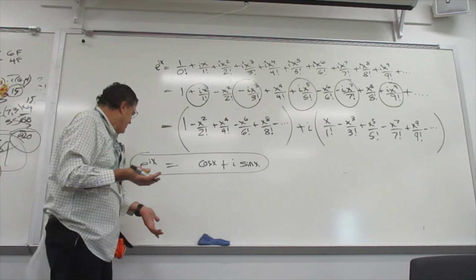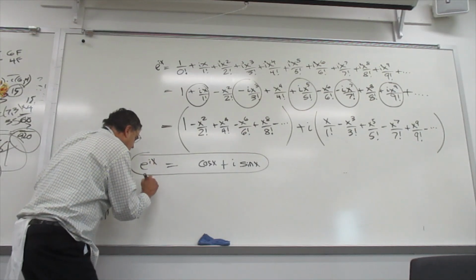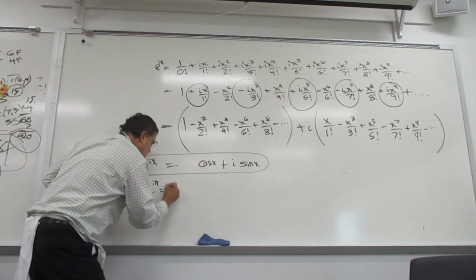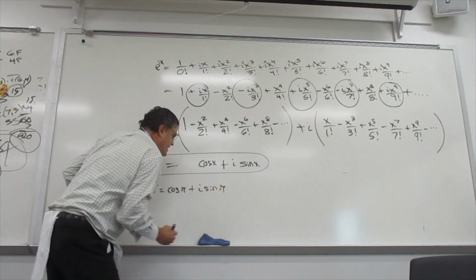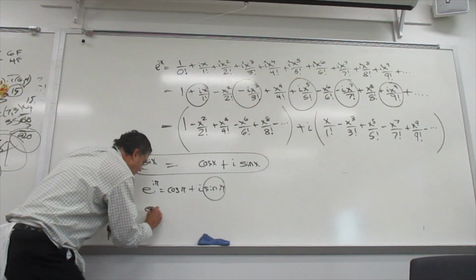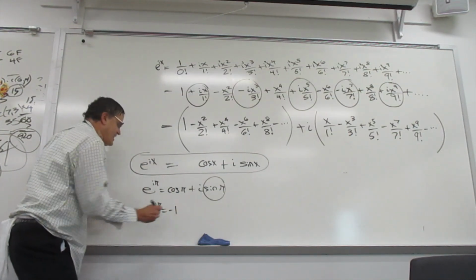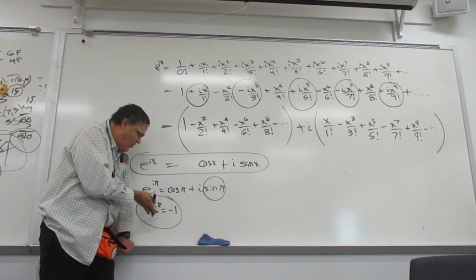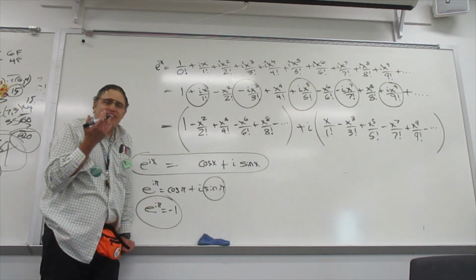What I'm going to do to the Euler formula is let x equal pi. So e to the i pi equals the cosine of pi plus i sine pi. Sine pi is 0. Cosine of pi is -1. e to the i pi equals -1. And so we can see this formula is legitimate. We just proved it using calculus.